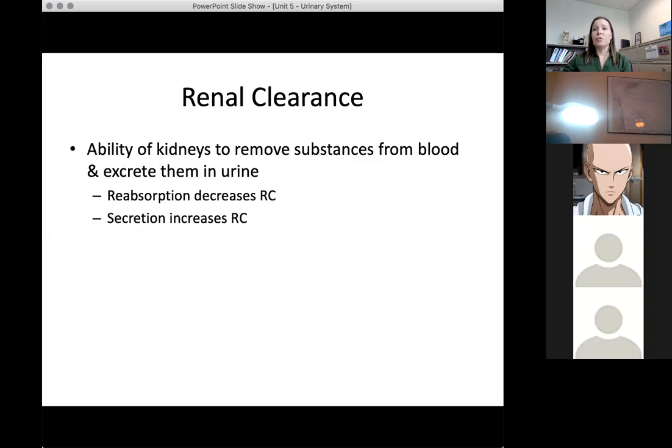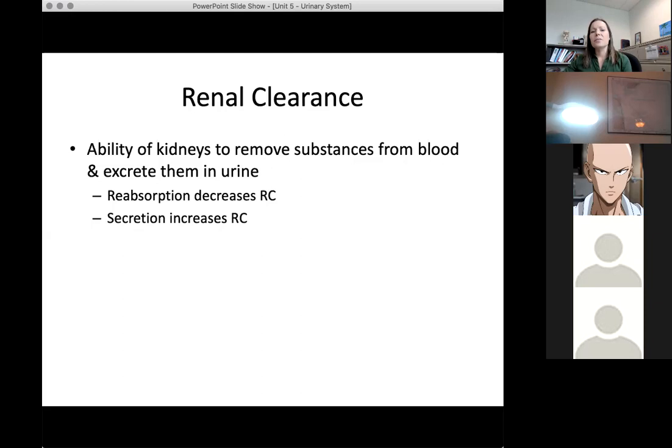If renal clearance is low for a particular substance, then that means the opposite. It means it is not efficiently excreted. So it tends to remain in the blood. That substance is not removed from the blood very well, and it's not excreted from the body.